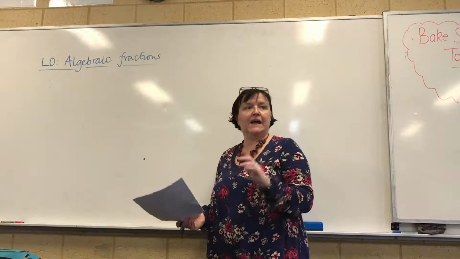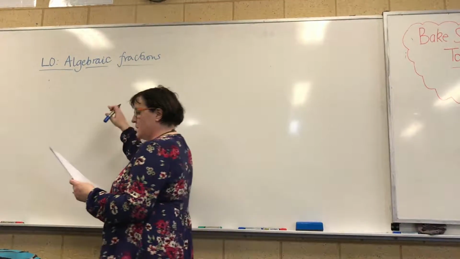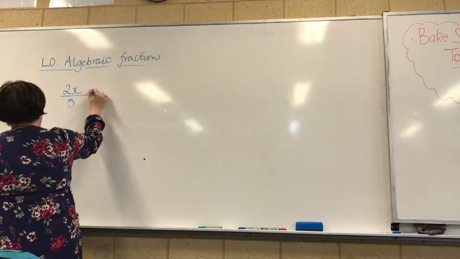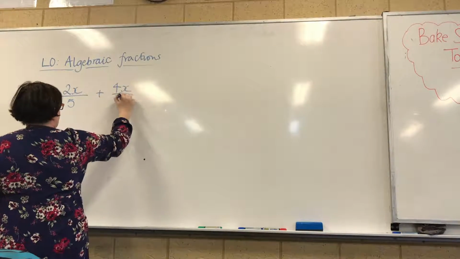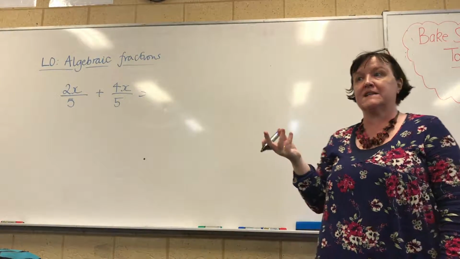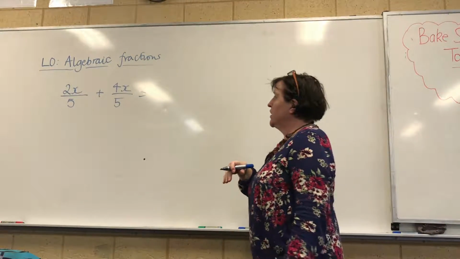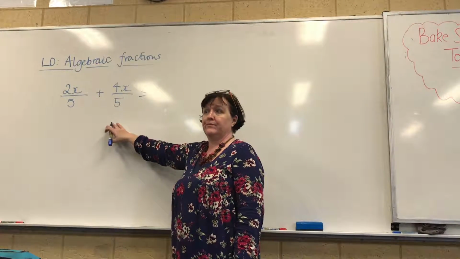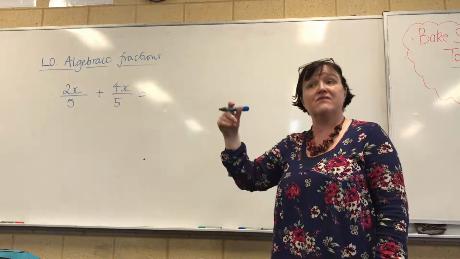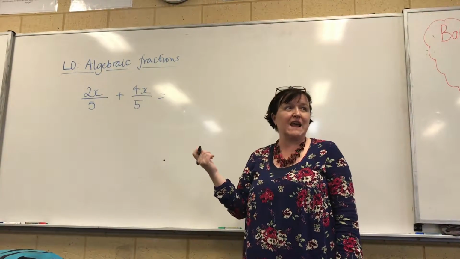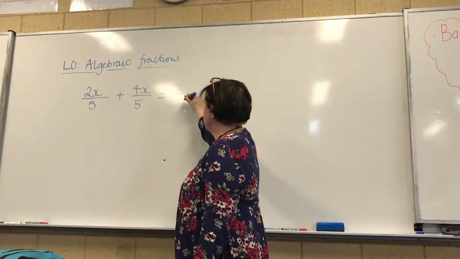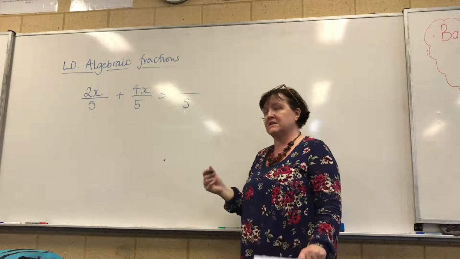So, adding and multiplying algebraic fractions. We'll start with something fairly simple: 2x over 5 plus 4x over 5. Now, just like if you were adding numerical fractions, you look at the denominator, and you need to give both the fractions the same denominator. Well, in this case, both the fractions already have the same denominator, so we don't need to change anything. So your new denominator is 5 because it's the same.